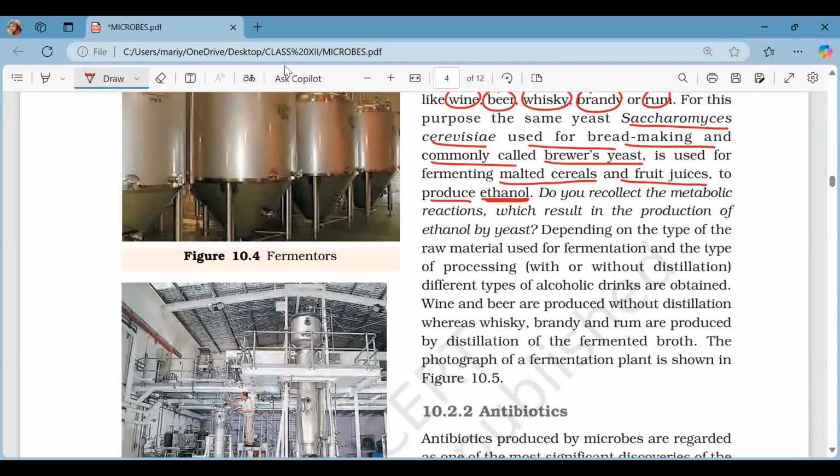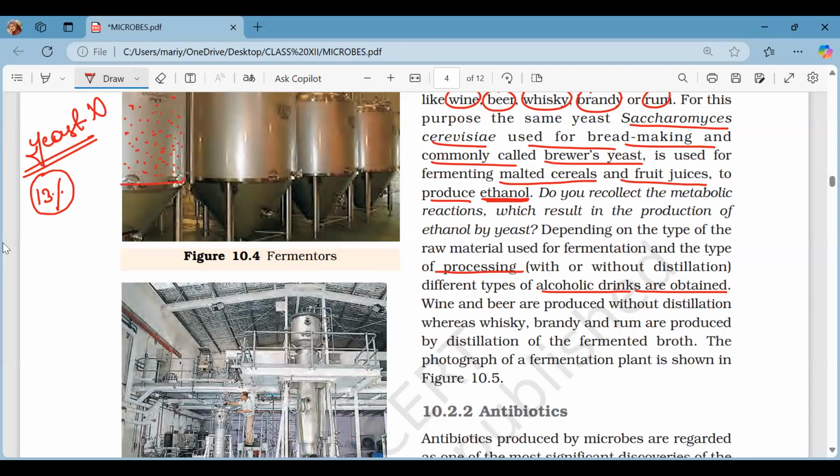Now, depending on the type of raw material used for the fermentation and the type of processing, with or without distillation, different types of alcoholic drinks are obtained. See what happens is that this yeast organism does the process of fermentation. For example, in this vessel you have added a lot of natural grape juice by crushing and all. Now you've added yeast to it, and now the yeast is fermenting it. So slowly, the alcohol concentration in this vessel will start rising, right? And when the alcohol reaches 13%, the yeast will not be able to survive in the alcohol and it will die.